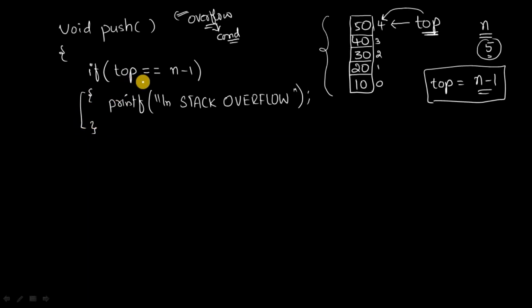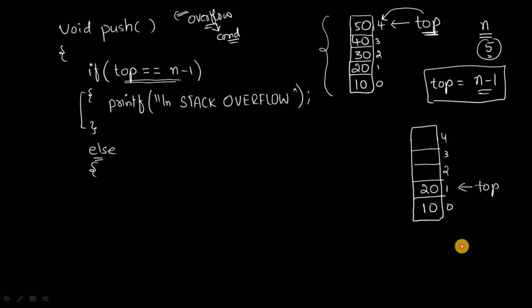If this condition becomes false, it means that there is some space in the stack to add an element. So we will come to the else part. Whenever this condition becomes false, you will come to the else.